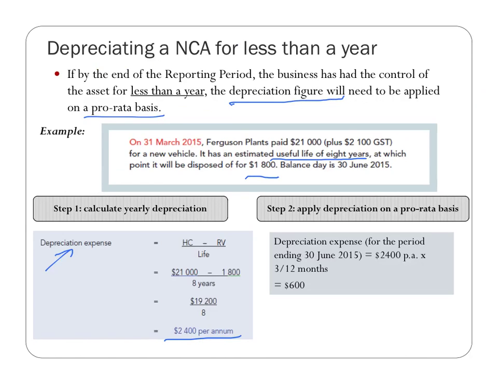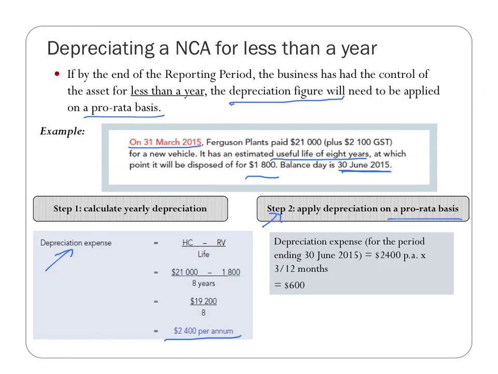Now, we haven't finished yet. For the second step, we need to apply depreciation on a pro rata basis because we're holding this asset for less than a year. From 31st March 2015, when we first bought the asset, until the balance day 30th June 2015, how many months have passed? April, May, June. 3 months have passed. The business has had control of this asset for less than a year.